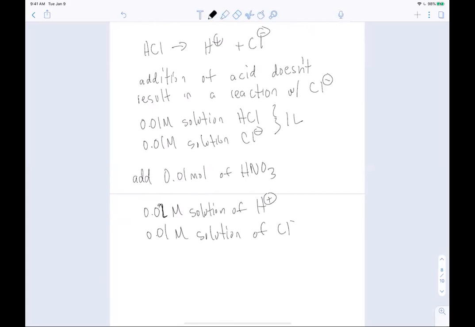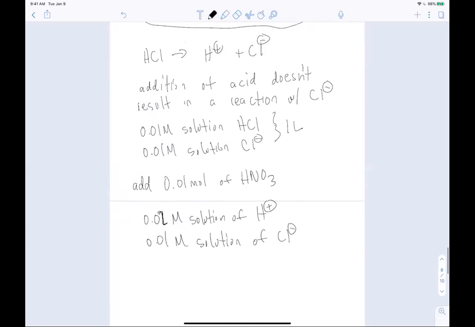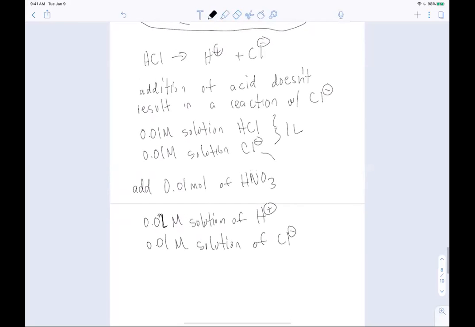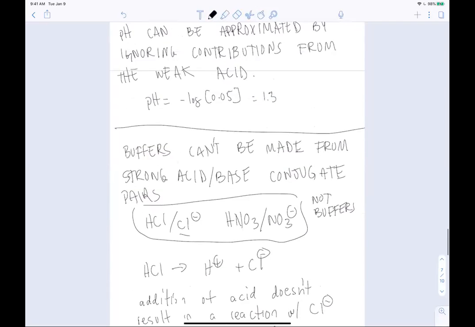The issue is that in a normal buffer problem, when we add in acid, it reacts with the conjugate base. But if your conjugate base is so weak, like Cl minus, that it can't react, when I add in acid, nothing happens. The acid concentration just increases. It doesn't actually get consumed by the conjugate base. So that's why strong acids and bases don't form buffers. Buffers require an acid and a base that's capable of reacting. That's how the buffering actually works.